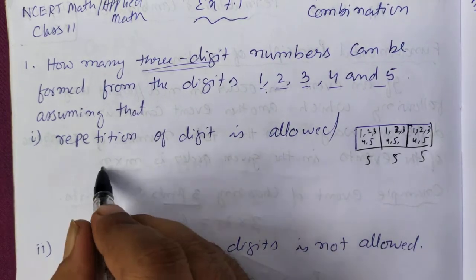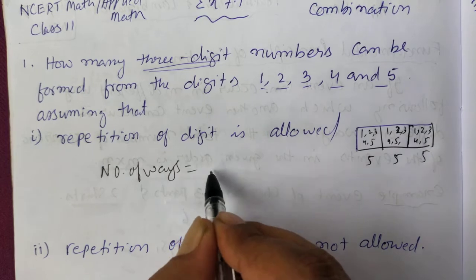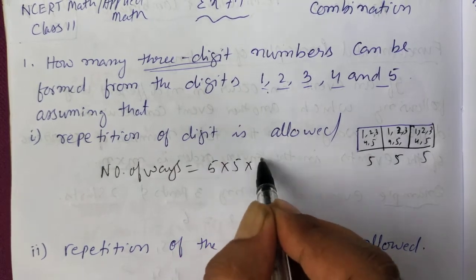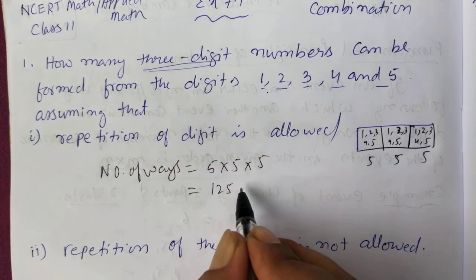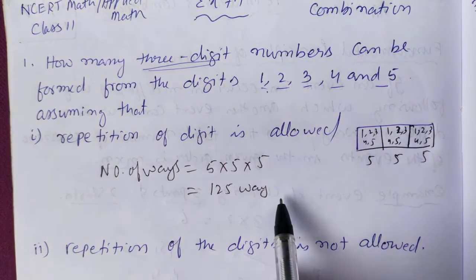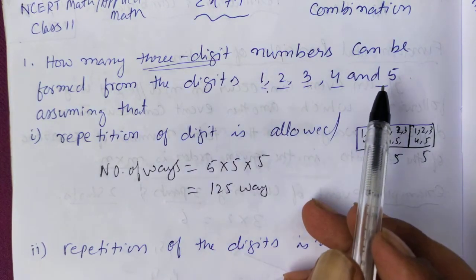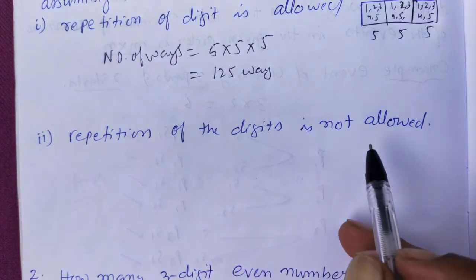That means the number of ways will be 5 into 5 into 5, so you'll get 125 ways. That means we can get 3-digit numbers in 125 ways using these 5 digits. Next, repetition of digits is not allowed.